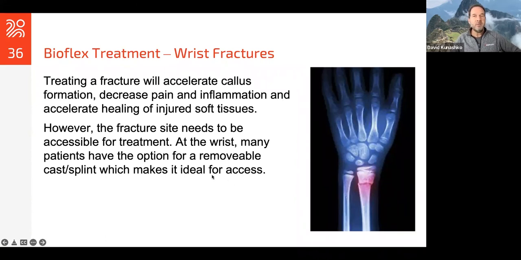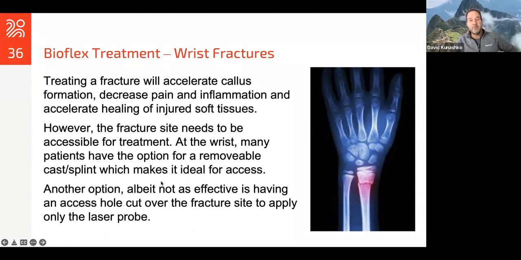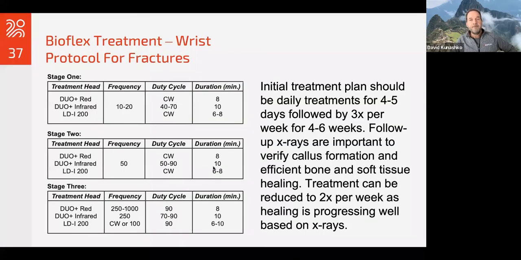The only other option, if there is a cast, is having a little access point over the fracture site. They can sometimes cut out so that you can treat with the laser probe. That's the second best scenario. Okay. Right. So Dr. Khan developed some really great protocols for around the wrist.